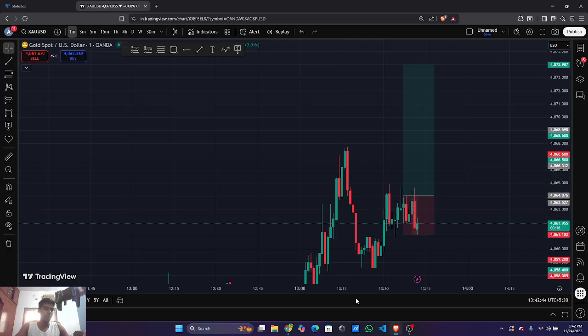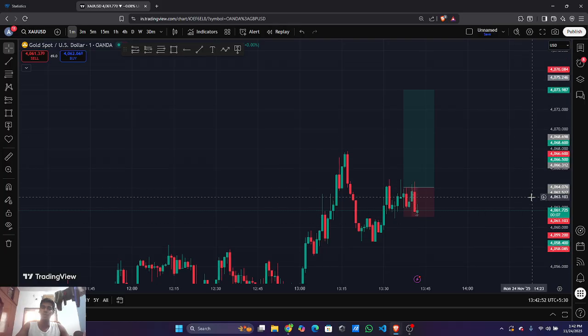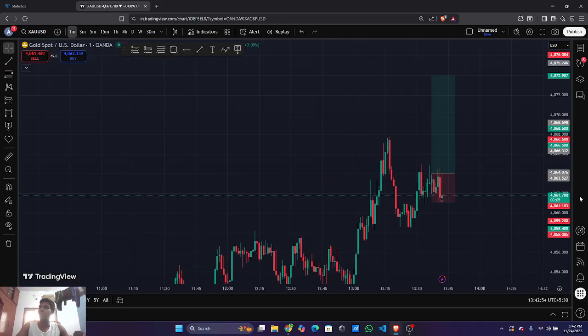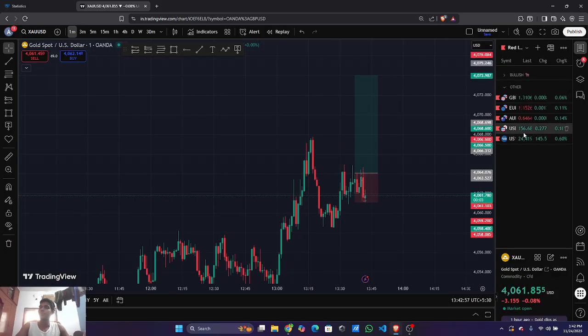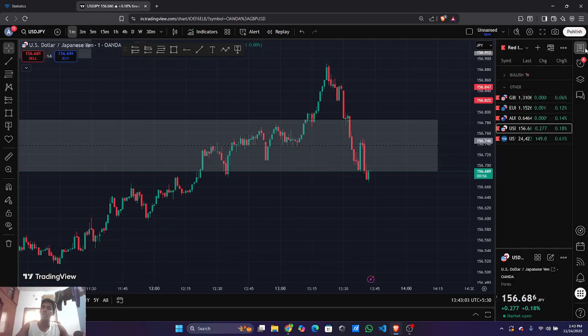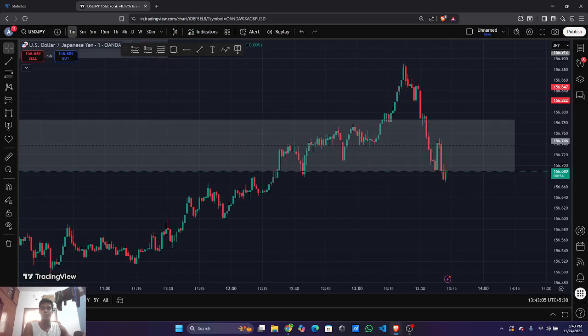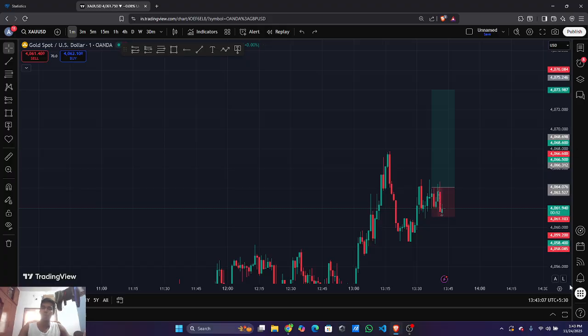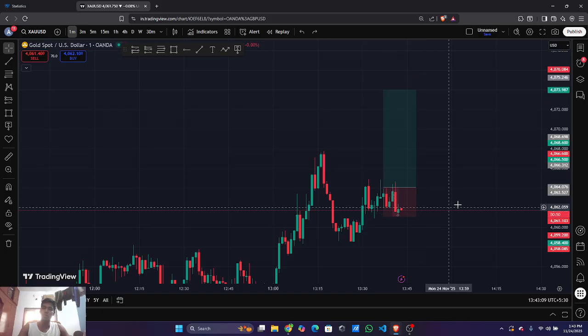So my balance is, I haven't logged in yet, so I will tell you, my balance is 4831. I'm down 2.4%, 3.4%. JPY, it is bearish. I think gold will go up, but maybe from now it will go.